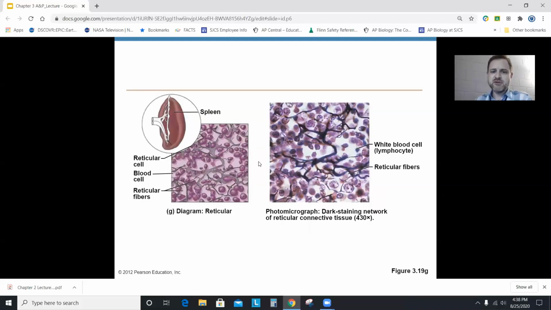Here you have your spleen. You can see, this is a complicated picture. You can see you have reticular cells like that one. You have white blood cells, and you have these fibers. Like that's a white blood cell right there. The sort of purplish things are the reticular cells, and the sort of bluish things are the white blood cells. You can see the fibers.